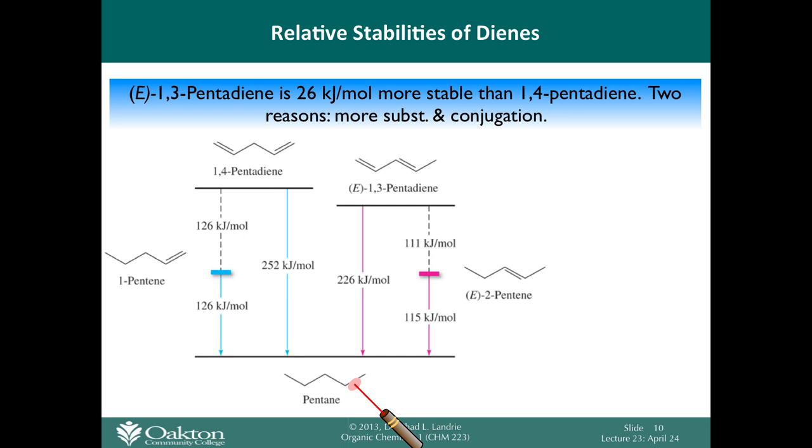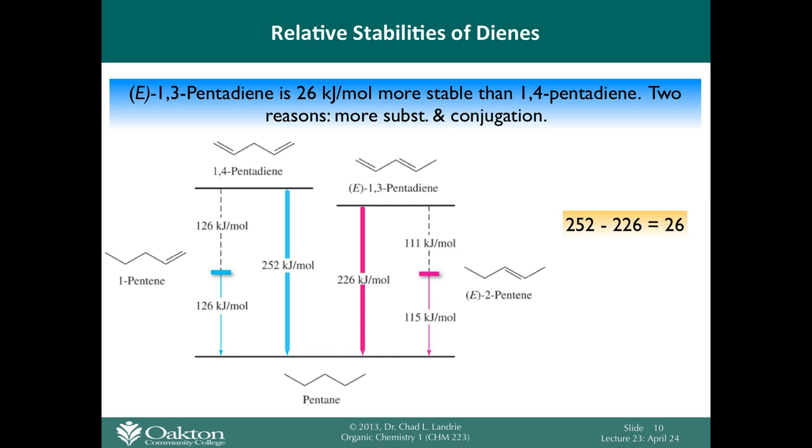If we just compare the dienes at the top, we see that 1,4-pentadiene, the isolated system, is higher in energy than 1,3-pentadiene, the conjugated system. And the difference between those two is 26 kilojoules per mole. The question is, what is resulting in that extra stability of 1,3-pentadiene?